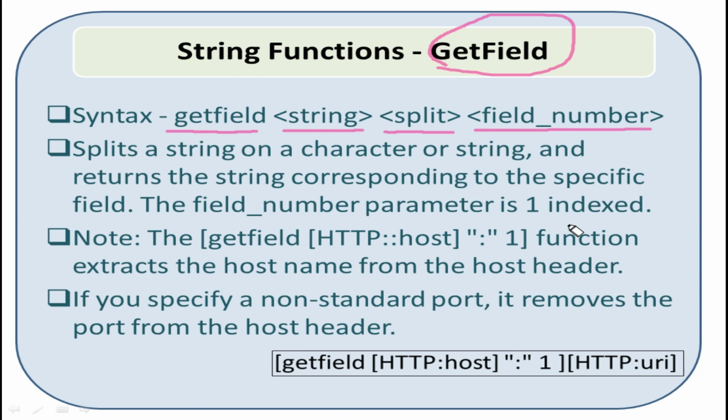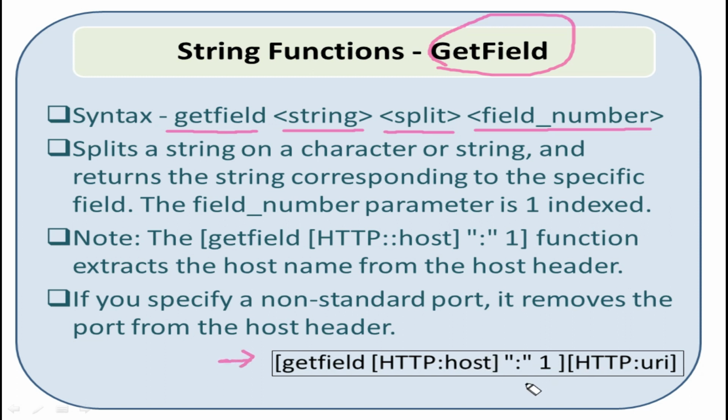And why is it used? Because if we are using some non-standard port, maybe 8080 or something like that, I need to grab it and convert it into 443. So that is the reason I will use this function. An example is provided over here.